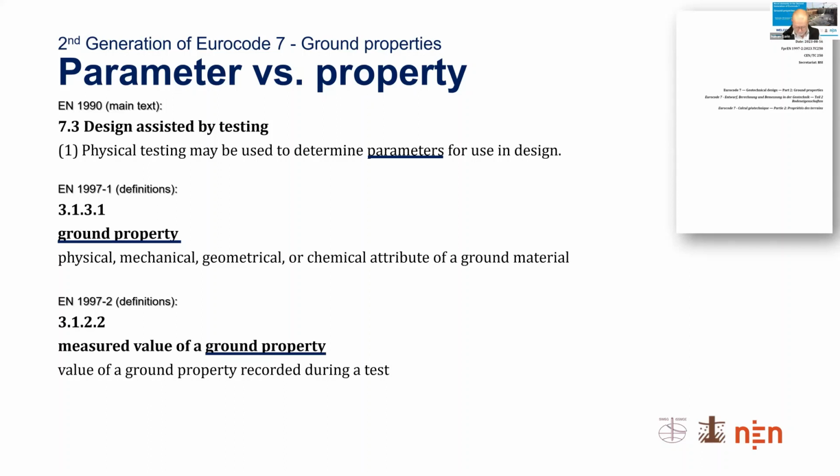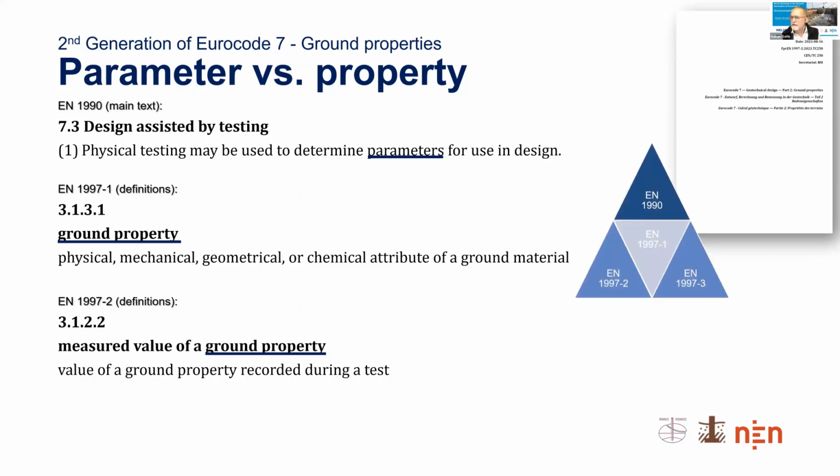And everything here, you can see on the right, we have a small pyramid. On top is 1990, and below it is 1997, part 1, 2, and 3. You always have to read 1990 together with 97 to find what you need. We have definitions in 1990 today that have been moved from Eurocode 7.